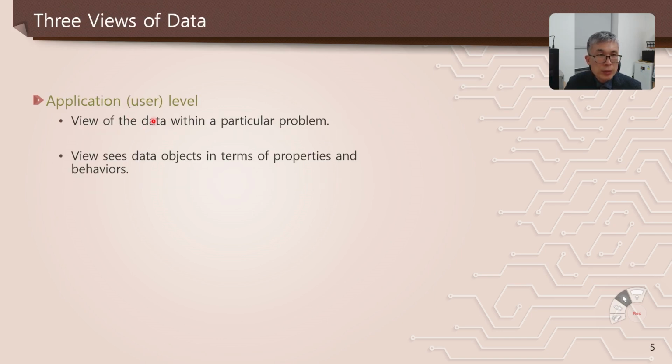Application user level. We have three views of data. First one is the application user level. This is the view of the data within a particular problem. And this view sees data objects in terms of properties and behaviors. The behaviors mean the functions.